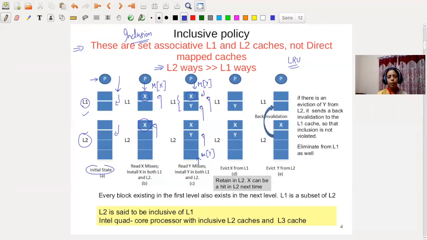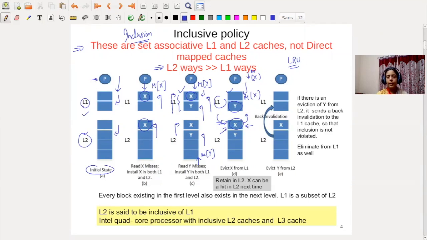So we're going to evict X. What we do in inclusive policy is that we remove X from L1, but we let it remain in L2. We've removed M of X from L1, but we've retained it in L2. This still does not violate the inclusion principle, because in inclusion, we only say that whatever is present in L1 has to be also present in L2. One of the key advantages of retaining X in L2 is that the next time the processor requests M of X, although it is an L1 miss, it can be easily accessed from L2. So when you evict it from L1, you retain it in L2, so that it can be a hit in L2 if the processor needs it.